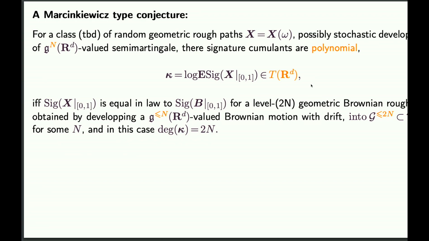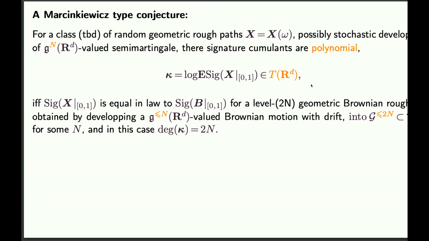And now I say, OK, in general, that's a big series. What if that series is finite, so it's a polynomial? Well, I believe that this can only happen if the law of the signature is basically the law of the signature of a Brownian rough path, but that it could be a complicated Brownian rough path like we have seen in this higher example, that you get from developing a Lie algebra valued Brownian motion, possibly with a drift, and in that case, the degree of this should be 2n.